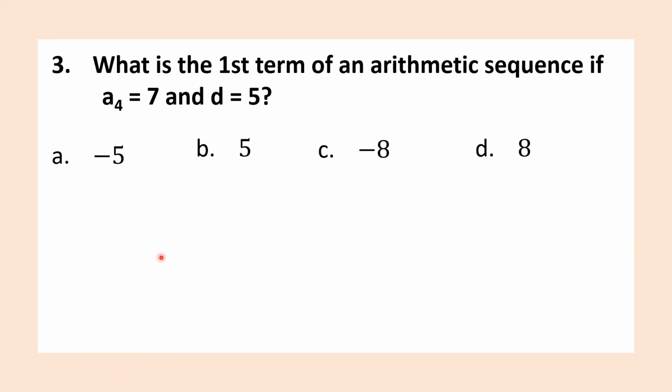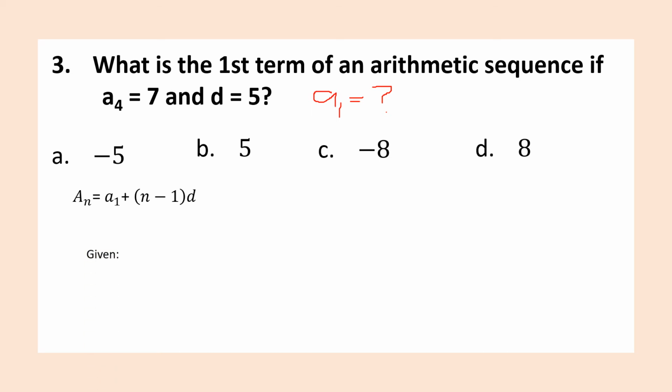Ikatlong halimbawa. What is the first term of an arithmetic sequence if a sub 4 or fourth term is 7 and the common difference D is 5? So, this time, ang pinapahanap naman sa atin ay ang first term or a sub 1. Okay, so ganun pa rin, gamitin natin yung nth rule ng arithmetic sequence, which is a sub n is equal to a sub 1 plus the quantity of n minus 1 times d.